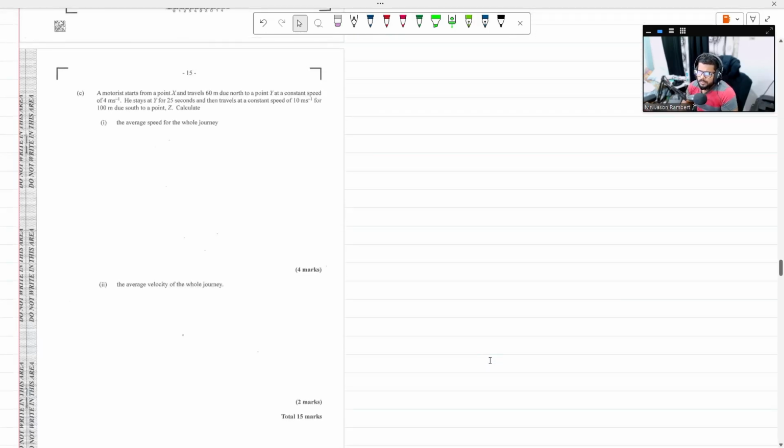Right, part C. A motorist starts from a point X, travels due north to a point Y at a constant speed. He states that the average speed, and so on. Alright, so this is going to be 60 meters due north at a constant speed of 4 meters per second. Stays there for 25 seconds. Velocity time graph. Let's go.